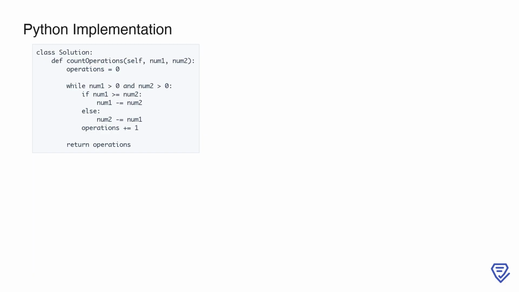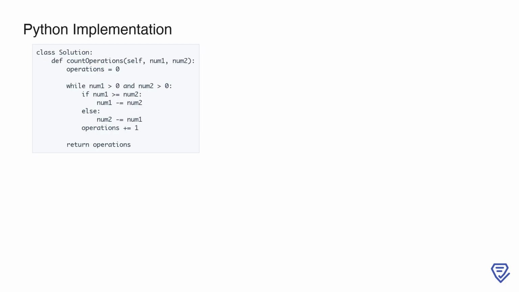Inside the loop, it checks whether number 1 is greater than or equal to number 2. If true, it subtracts number 2 from number 1, otherwise, it subtracts number 1 from number 2. After each subtraction, the operations counter is incremented by 1. The loop ensures that the smaller number is repeatedly subtracted from the larger one until one of the numbers reaches 0. Once the loop ends, the total number of operations is returned as the result.